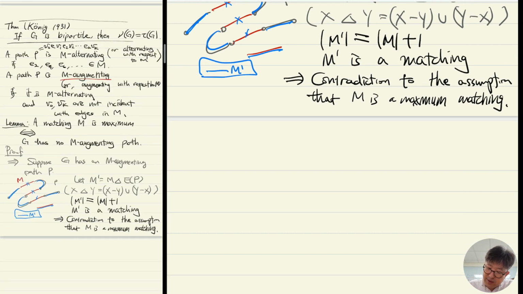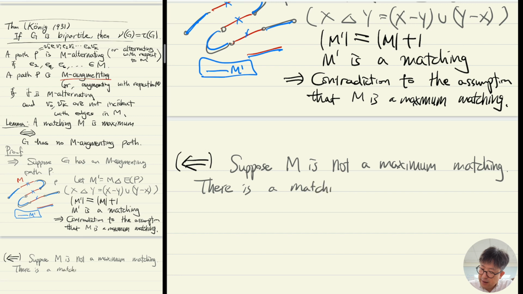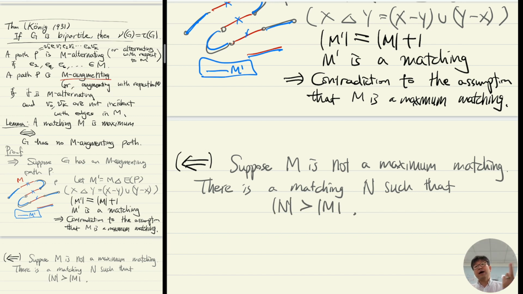All right. How about the converse? Suppose graph has no augmenting path. How do we know that it is a maximum? So suppose M is not a maximum matching. So that means there is a matching N such that size of N is bigger than size of M, right? Because it's not a maximum matching. When we say something is maximum, it's about the number of edges. So there will be a bigger matching whose number of edges is bigger than size of M.